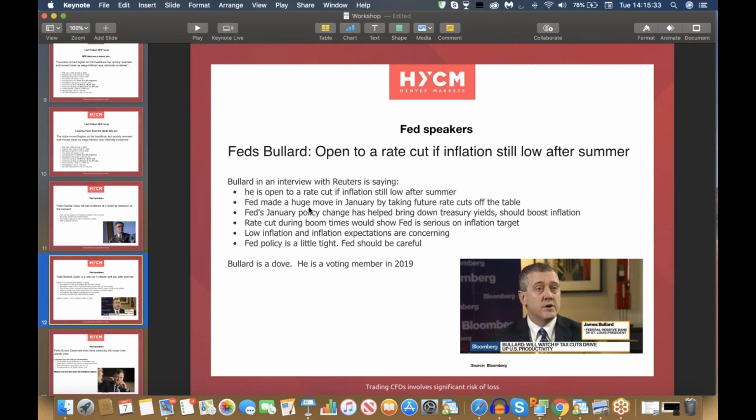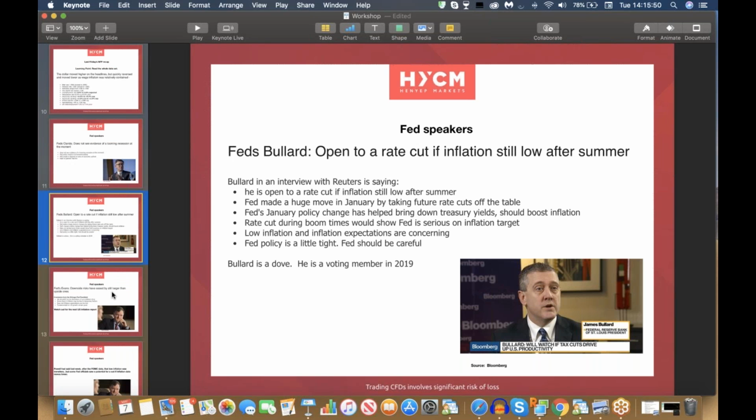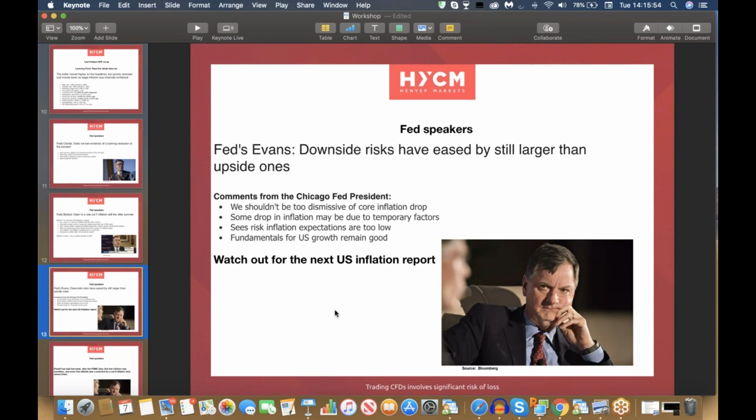He went through talking about the move in January when future rate cuts were taken off the table. The Fed went into patient mode, saying that low inflation and inflation expectations are concerning. Fed policy is a little tight. Fed should be careful. So he's a dovish member of the Federal Reserve, and he's just reiterating some of his concerns. Then we had Fed's Evans come out, and he says that there are risks of ease, but they're still larger than upside ones.